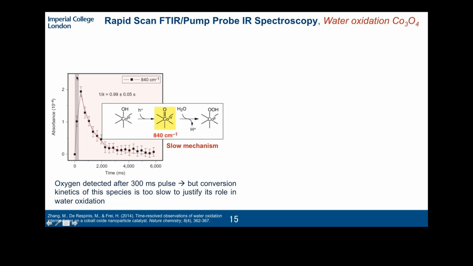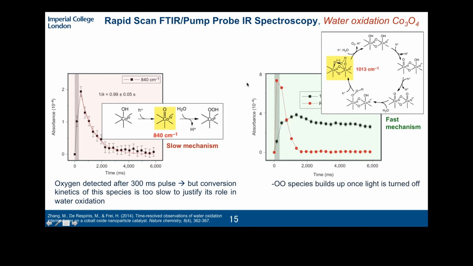So in order to explain that, what they then propose is a second cycle, which involves this OO intermediate with a vibration at about 1,000 wave numbers, where after you turn off the light pulse, this intermediate just accumulates on the surface and stays there until you have another light pulse, which can then trigger this final deprotonation step to form evolved oxygen.